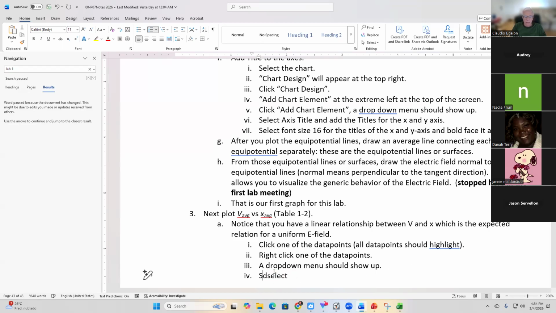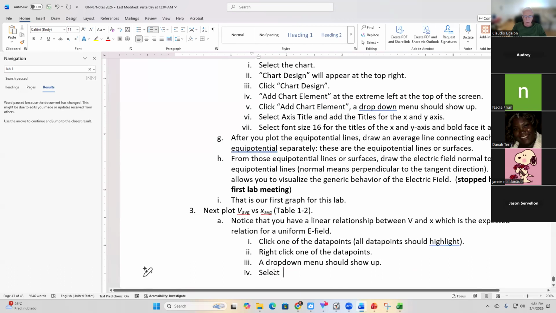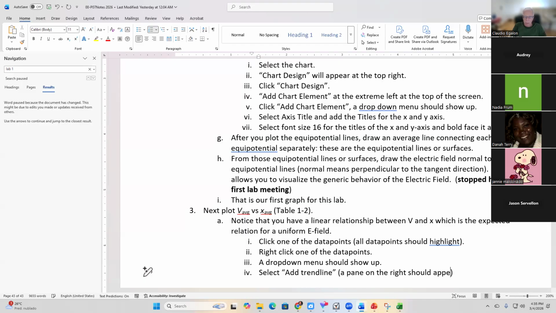Select add trend line. Trend line. Okay. A pane on the right side should appear. Select check. What do we have to do? We have to check.